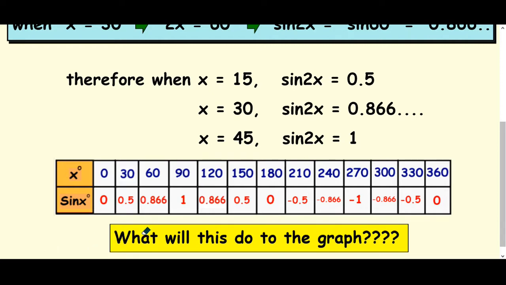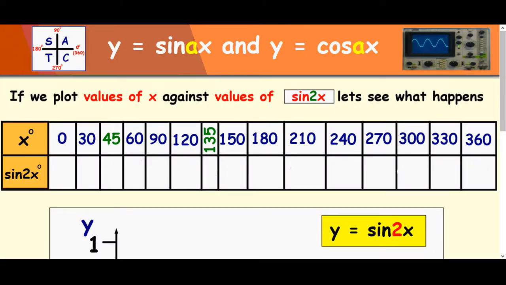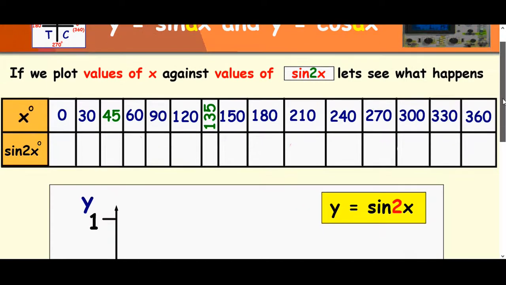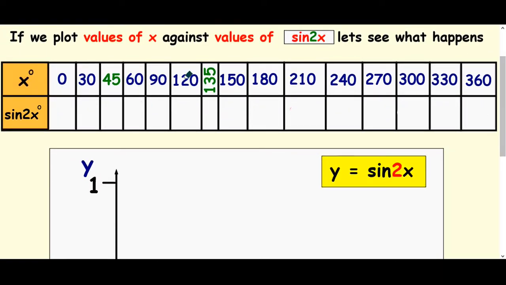Maybe you can think about what's happening there, but in order to fully understand it, we better draw the graph. What you'll notice is I've got some additional values here, the 45 and 135. We'll talk about that in a second, but let's try and plot this graph. I'll give you a bit of time to pause the video and try and complete it yourself. If you're not sure how to start, it would be the sine of 2 lots of 0, which is just 0. This would be the sine of 60, so that would be 0.866 and so on. I'll let you try and complete the table in your jotters and then come back.